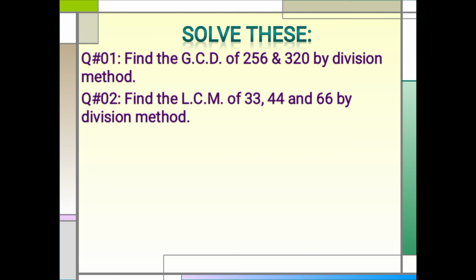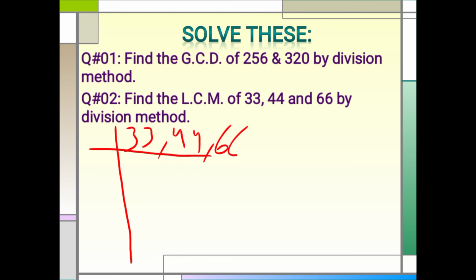In the division method, you will write all the numbers in a single line and separate them with commas, and then start solving from the least prime number, which means you start from 2. Okay, you are taking a lot of time. Now I'm going to solve it. First you will make this type of line, then you will write 33, 44 and 66.